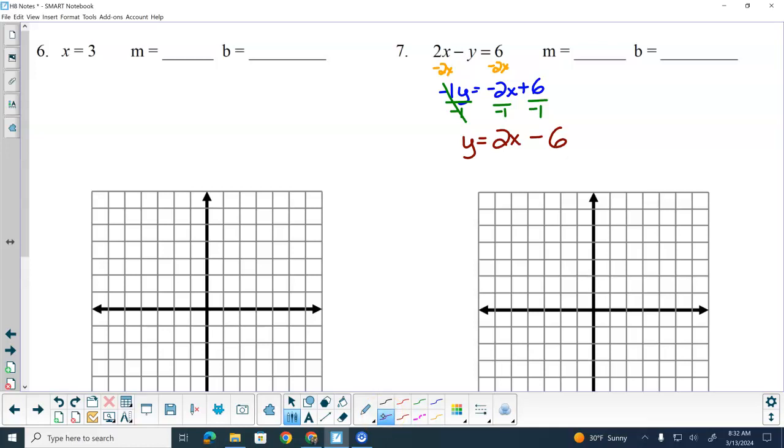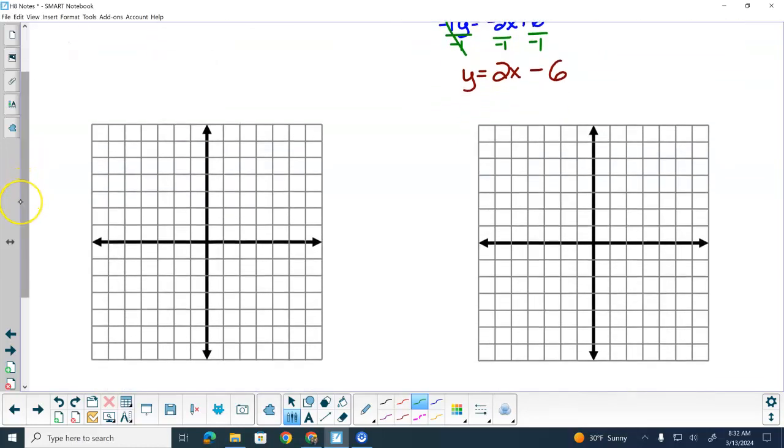2. In fraction form, what would 2 be? 2/1. Yep, I love it. Can you tell me what the y-intercept is of this one? 0, -6. Love it. Austin, if I were to graph the point 0, -6, how would I go? Down 6 from the origin. 2, 4, and 6. Love it, right there.